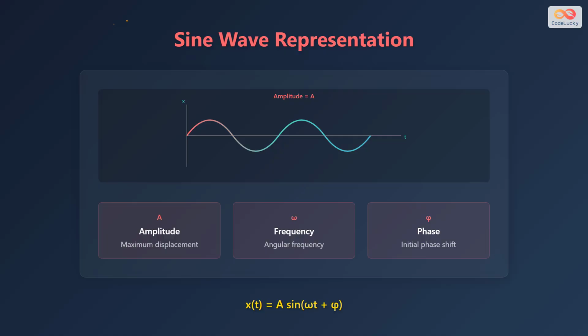Let's visualize simple harmonic motion using a sine wave. We can represent the motion with the equation x(t) = A sin(omega t + phi), where A is the amplitude, omega is the angular frequency, and phi is the phase. The amplitude, denoted as A, represents the maximum displacement from the equilibrium position. The frequency, denoted as omega, represents the angular frequency of the oscillation. The phase, denoted as phi, represents the initial phase shift of the wave.